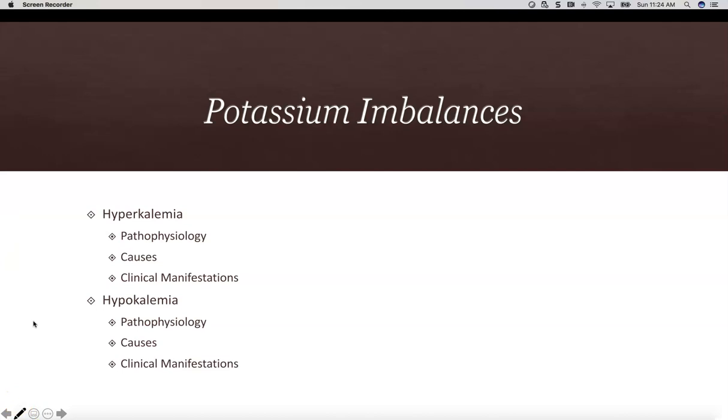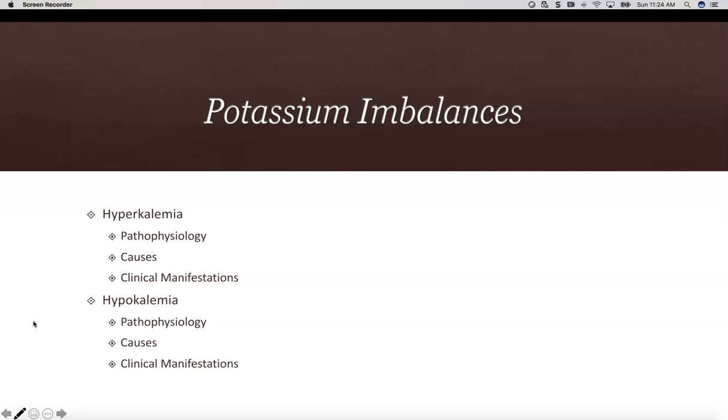So the pathophysiology of hyperkalemia, basically there's an elevation in extracellular fluid potassium concentration. So the extracellular fluid ends up with an elevation or an increase in potassium, which leads to the hyperkalemia.